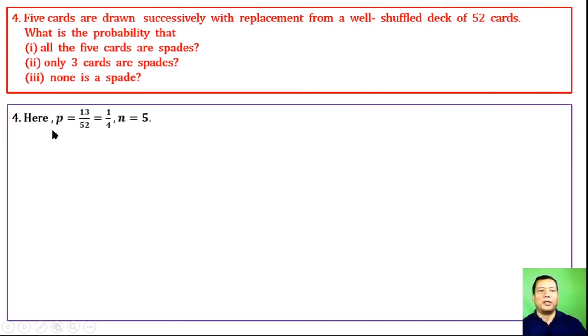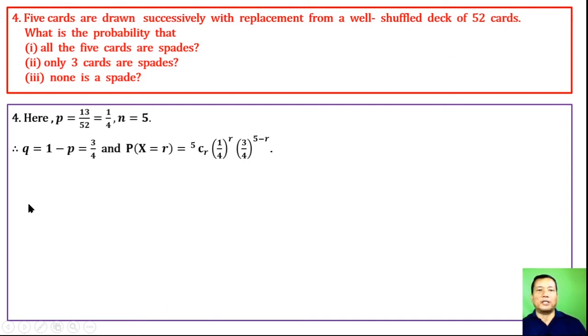Here P is 13 by 52, 13 spade cards out of 52, which is 1 by 4. N is 5. Therefore, Q is 1 minus P, which gives 3 by 4. And P of r successes is 5 C r times P, whose value is 1 by 4 to the power r, times Q, whose value is 3 by 4 to the power 5 minus r.